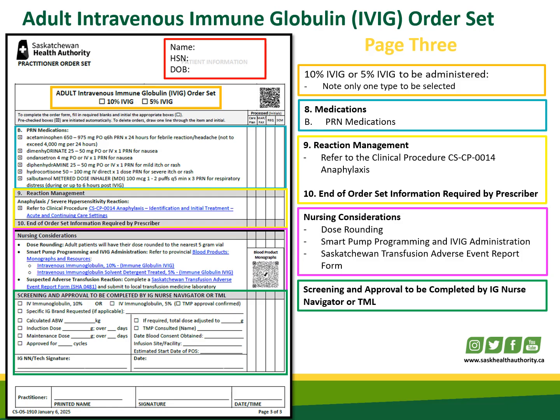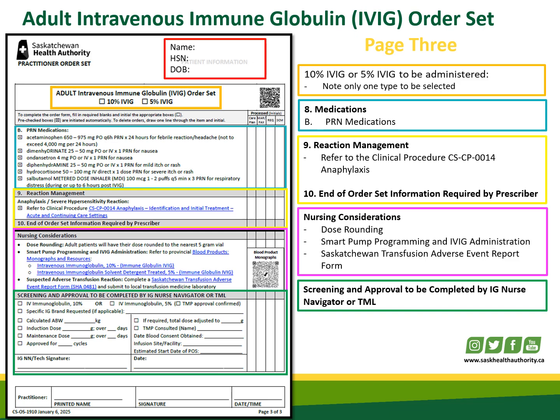So finally, we have page 3. It's fairly straightforward. Again, the 3 patient identifiers should be at the top of the page, as well as the percentage of IVIG should be indicated. Our medications are continued here. These are PRN medications that are acceptable to give if there is a patient reaction that is happening. In box 9, it identifies where to find information on anaphylaxis and severe hypersensitivity reactions and what to do in those situations. And that is the end of the actual order set.